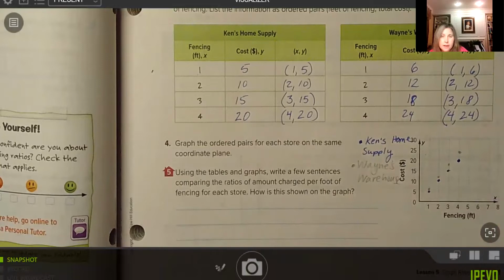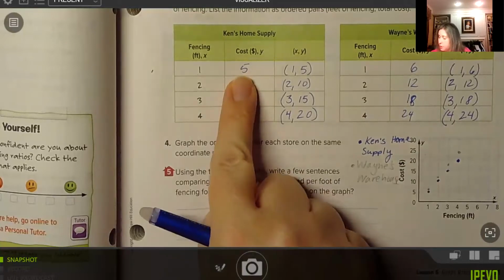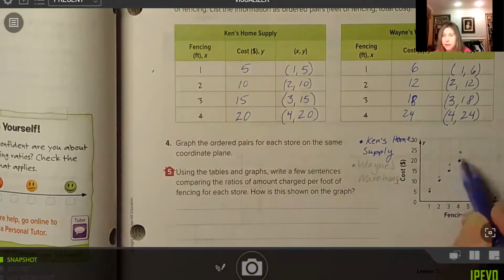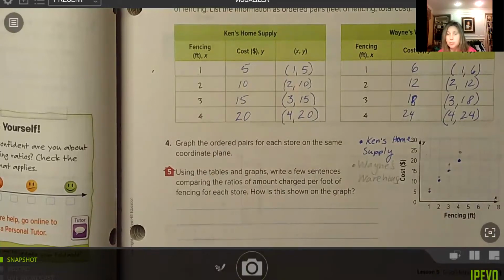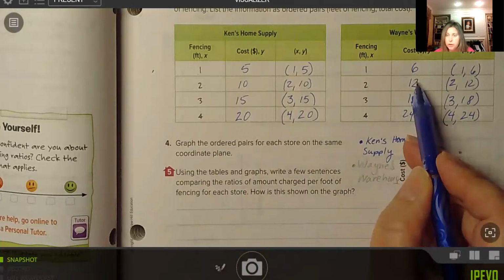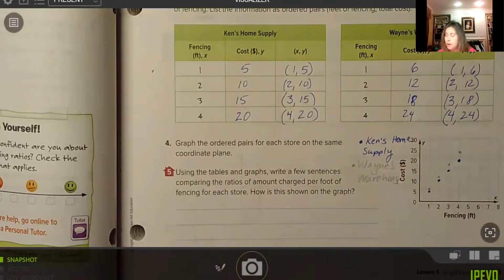And then number 5 says, using the tables and graphs, write a few sentences comparing the ratios of amount charged per foot of fencing for each store. How is this shown on the graph? So Ken is charging only $5 per foot, and Wayne is charging $6 per foot. So Wayne's slope, because his price is higher, the slope of his line is steeper. We can generalize that and say, since Wayne charges more per foot, the cost of the fencing goes up at a faster rate than Ken's.